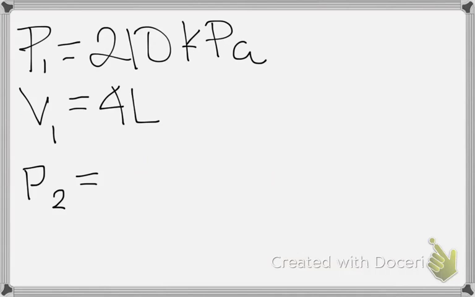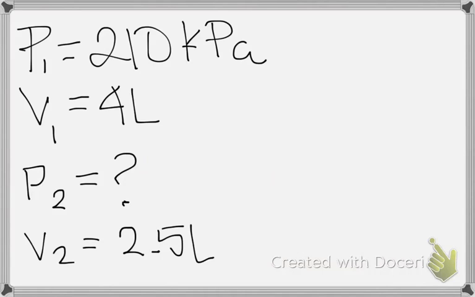P2, well, we don't know what that is. And then V2 is equal to 2.5 liters. Now remember, in order to use this equation, you have to have a constant temperature. If there is any variation in temperature, you cannot use this equation. The moment that you see any variation in temperature, this one becomes null. You can't use it. However, because there is no variation in temperature, we can go ahead and use Boyle's law. P1 V1 equals P2 V2.